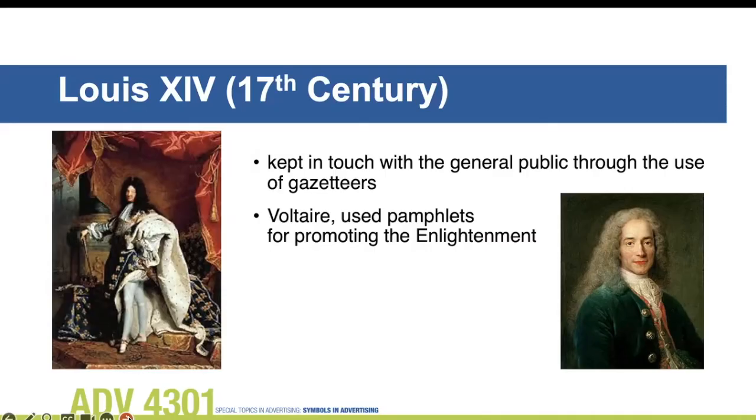Then we turn to the 18th century, and some critics of that established order that he started, such as Voltaire, started using pamphlets for promoting the ideals of what became known as the Enlightenment. So, printed pieces brought us the Enlightenment.